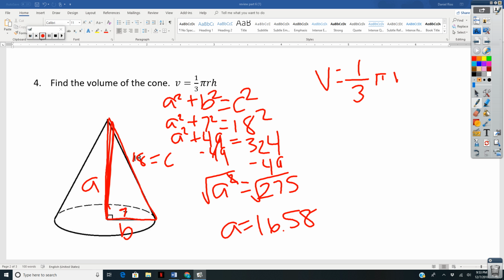1/3 pi r. Wow, that was the water behind me. Sounded weird.